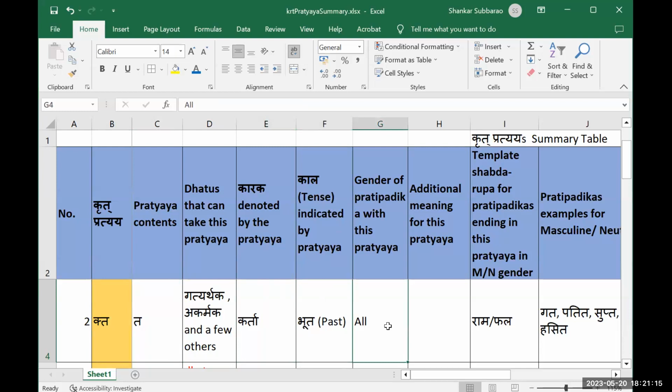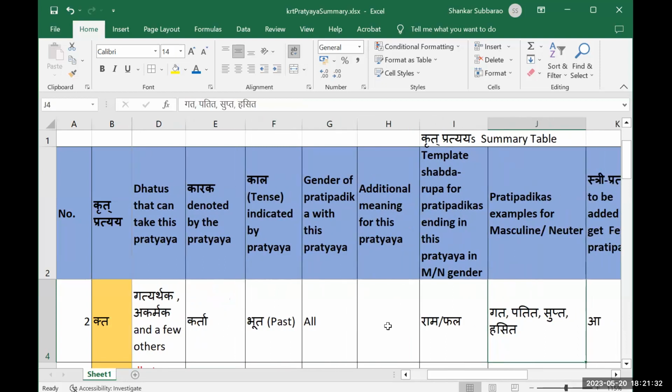So what changed between the last one and this one? In the previous one, all dhatus could take it. Now it's restricted. And instead of karma, it is karta. These two differences you have to keep in mind. What will be the form? Form will be exactly the same. Gata.